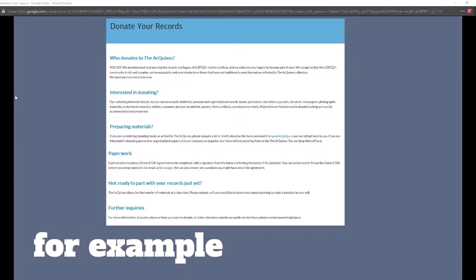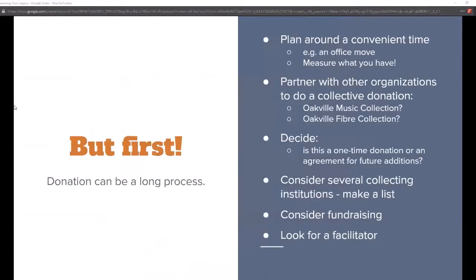And they allude to something we're going to talk about next, which is the deed of gift, the paperwork that goes along with this transfer of materials. I do think you should reach out to these collecting institutions right away, get on their radar, let them know that you have stuff, let them know roughly what you have and when you might be considering getting rid of it. Definitely plan around something convenient, like if you're moving your house or your office, or if you are dealing with someone who is getting their affairs in order and writing their will and doing that sort of stuff. Do that kind of estate planning with them and plan it now rather than later.